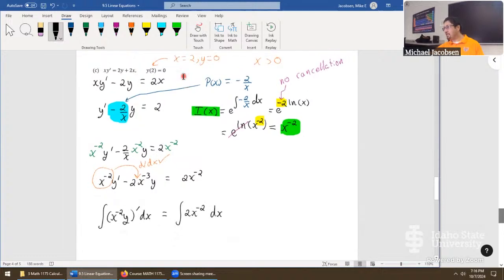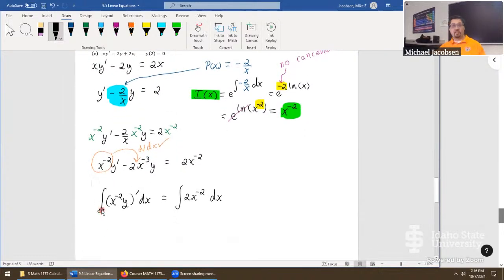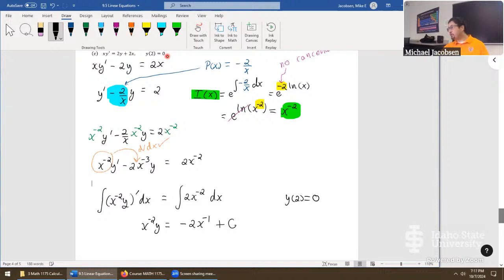And if I zoom out just a touch, there we go. On the left-hand side, the antiderivative is immediate: x^-2 times y. On the right-hand side, we actually do have to integrate this one. The power is going to go up to -1, and we'll divide 2 by that negative power. So -2x^-1, add a constant c. So we've got the general solution to this in implicit form, but we need the specific solution that solves that initial condition. So let's write over here, y(2) = 0.